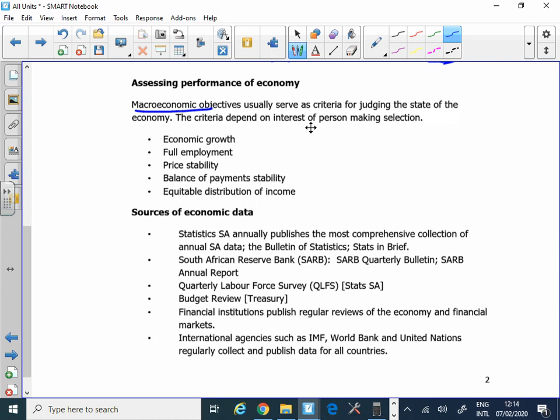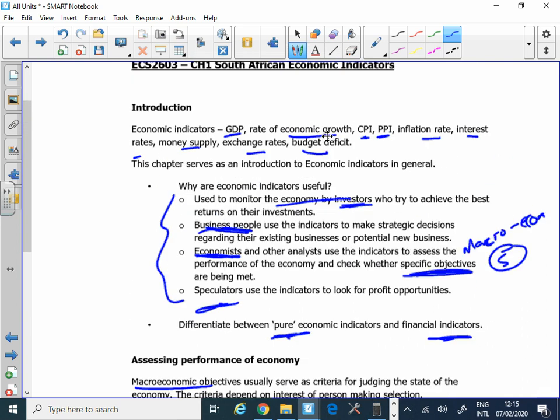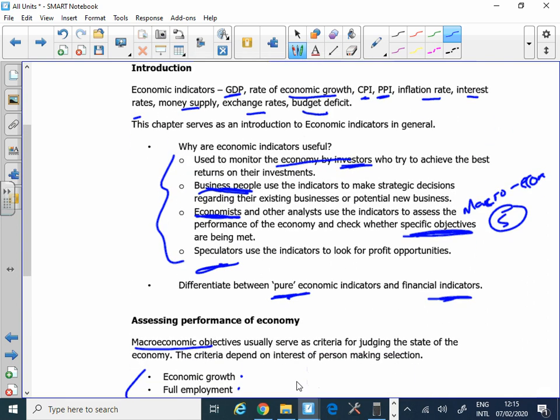Assessing the performance of the economy, we have our macroeconomic objectives. There are 5 of them. These are the 5: firstly, economic growth, full employment, price stability, balance of payment stability, and equitable distribution of income. These are the goals or objectives that we are trying to achieve in any particular economy. Since we already know what we are trying to achieve, in order to see how well along we are in terms of achieving these objectives, we are going to use these indicators that we have given to assess these particular goals.